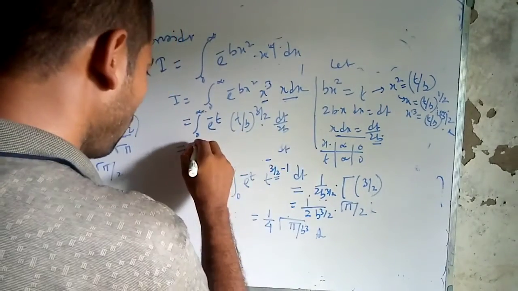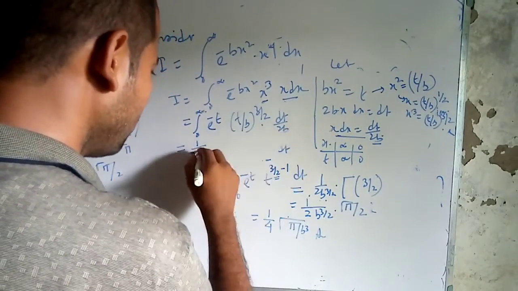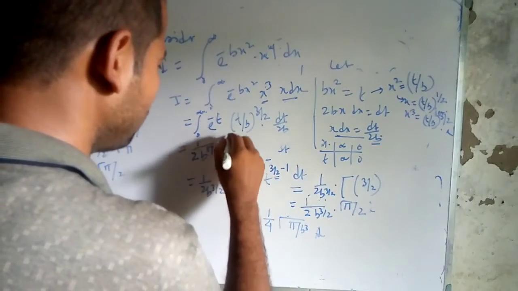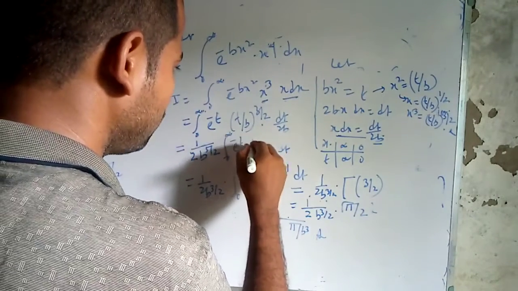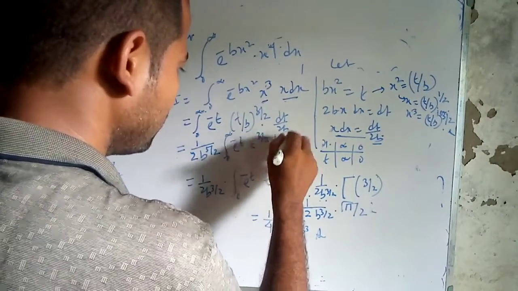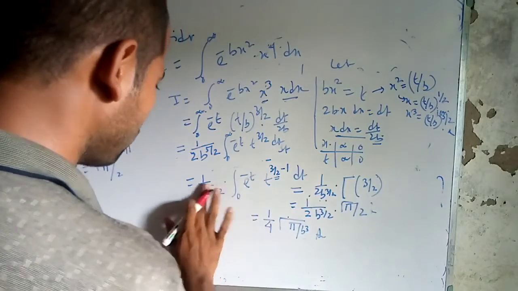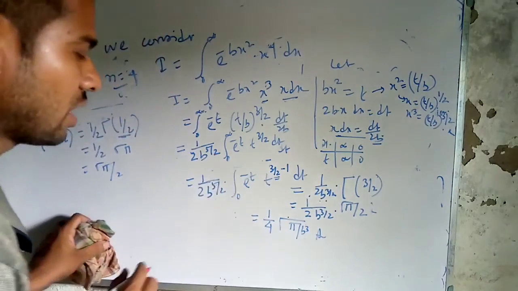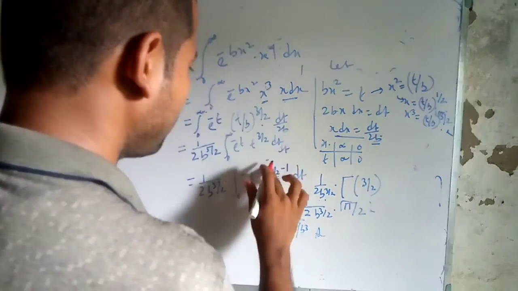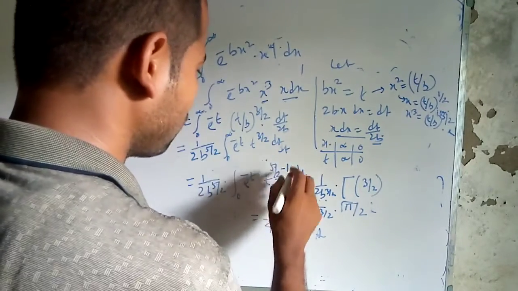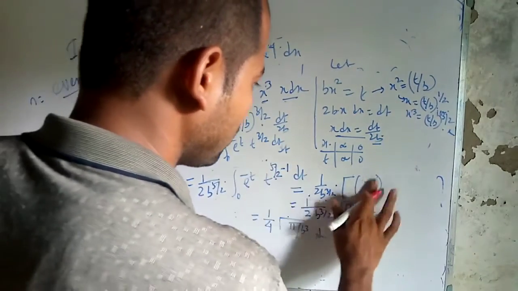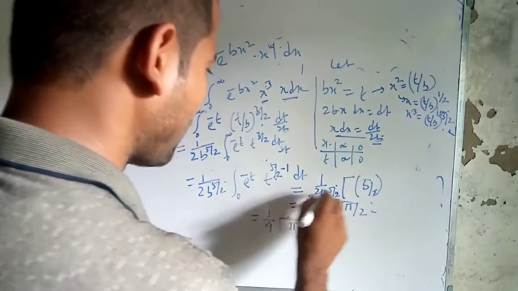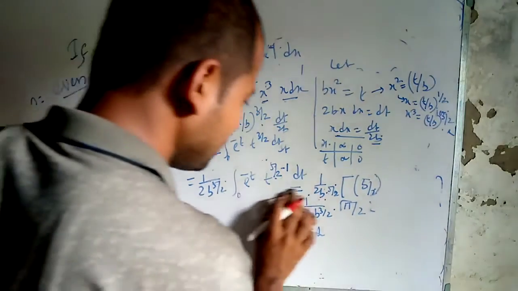This is actually 1 by 2 b to the 5 by 2, b to the 3 by 2, and half plus 5 by 2 is outside of the integration. The integral from 0 to infinity of e to the minus t, t to the power 3 by 2 into dt, can be written as 2 into b to the power 5 by 2, with 5 by 2 minus 1. This is actually the gamma function of 5 by 2.